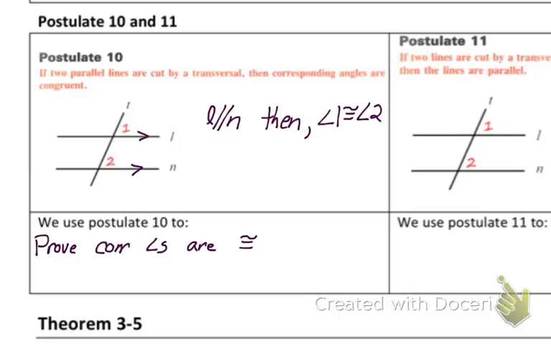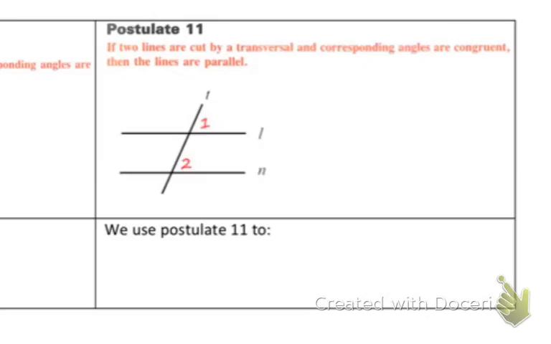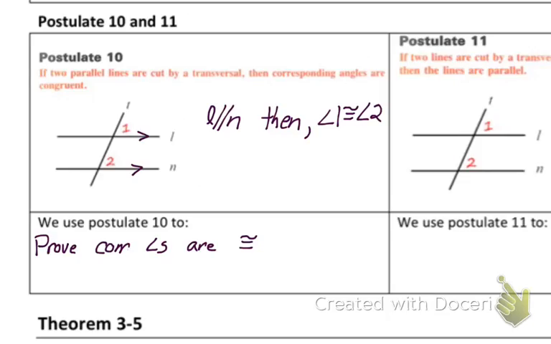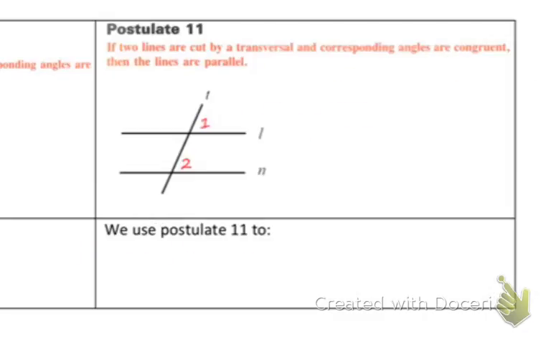Number 11 has kind of a tweak to it. Number 11 says if two lines are cut by a transversal and the corresponding angles are congruent, then the lines are parallel. So 10 starts with if they're parallel. Number 11 starts with if they are congruent, then they're parallel. So this one goes the opposite direction. It basically says if angle 1 is congruent to angle 2, then L is parallel to N.